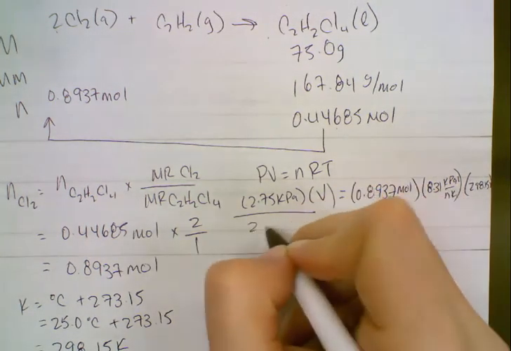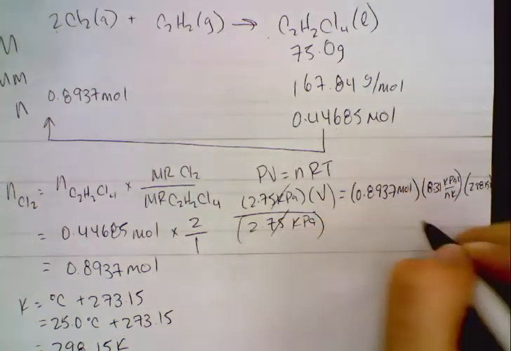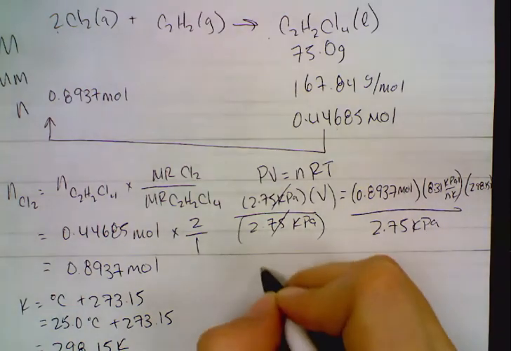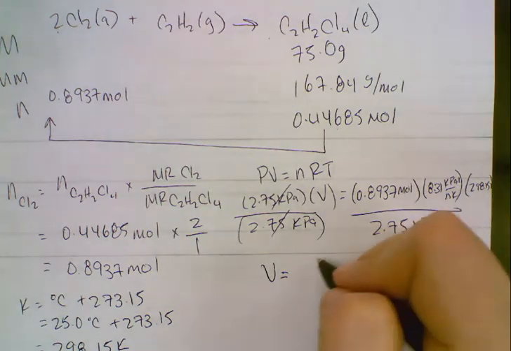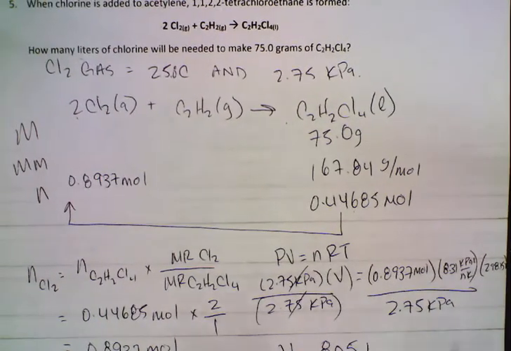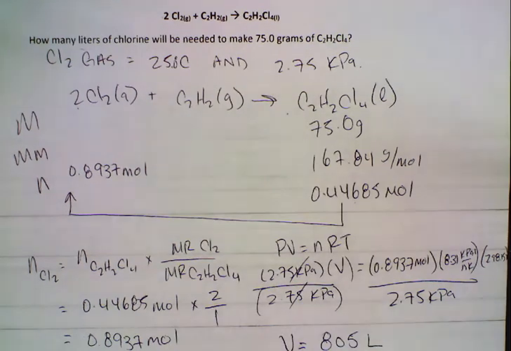Just ran out of room. We're going to divide both sides by 2.75 kilopascals to get volume by itself. And if we put that into our calculator, you should get 805 liters. And we're reporting to 3 significant figures because this has 3, this has 3, this has 3.